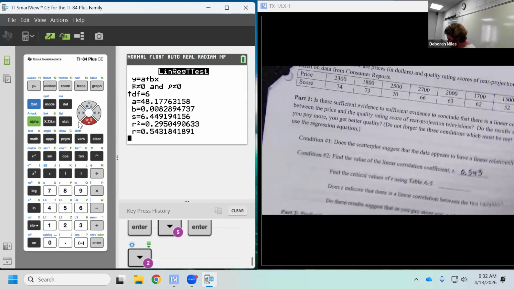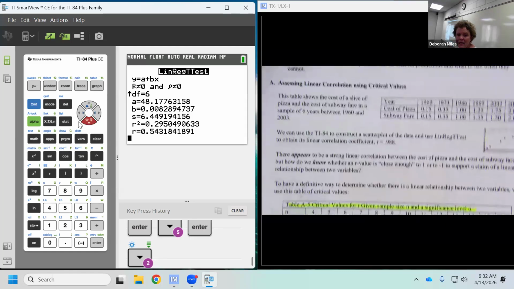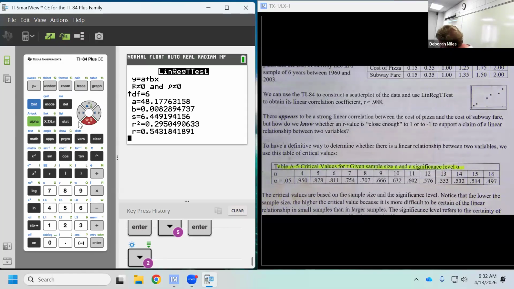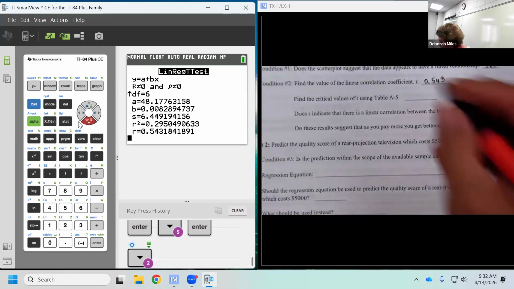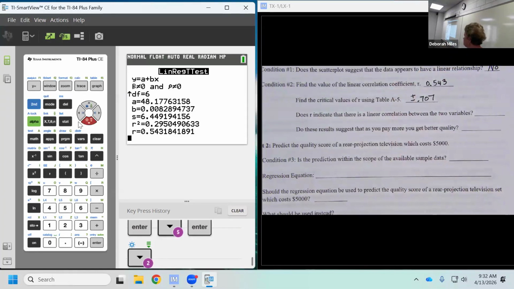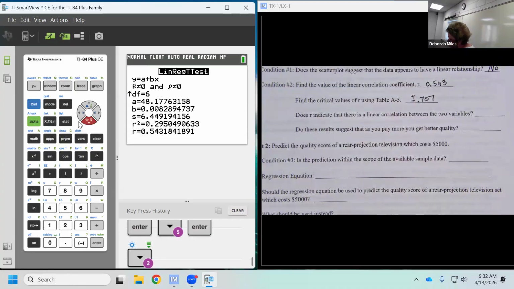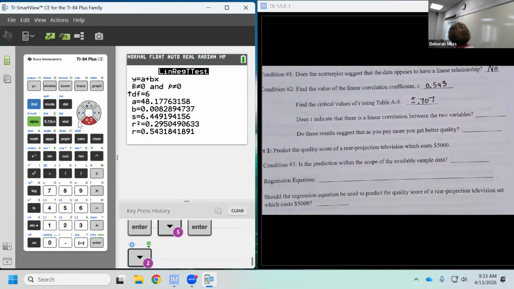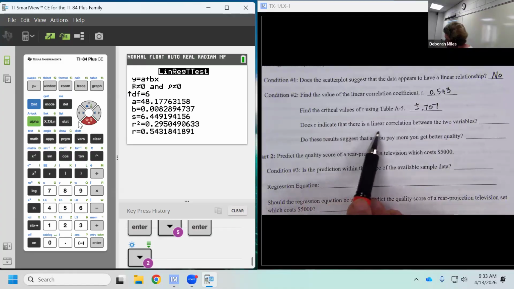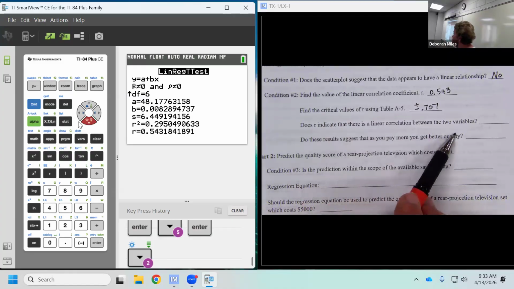All right, looking back to that table, how many TVs were in our sample? 8 again. So it's going to have the same critical value as before, plus or minus 0.707. R, how do I determine the answer to this next question? Does R indicate there's a linear correlation between the variables?